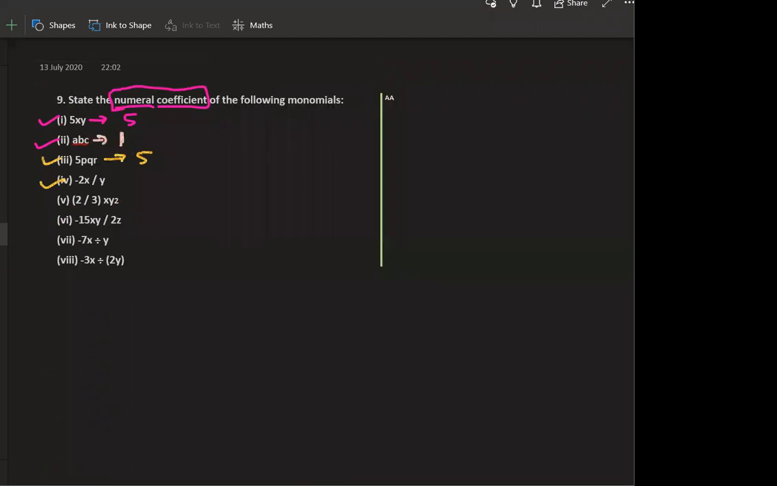So in this question, what you have to do, you have to tell the numeral coefficient. Numeral coefficient means only the number you have to tell. Okay, that which number is in multiply with the variable. So in first part, 5 is the numeral coefficient. In second, there is no number. So when there is no number, 1 is hidden. So 1 is in multiply. In third part, 5 is the numeral coefficient. In fourth, minus 2 is the numeral coefficient. In fifth, 2 upon 3.